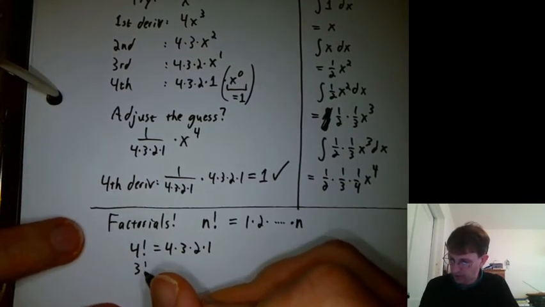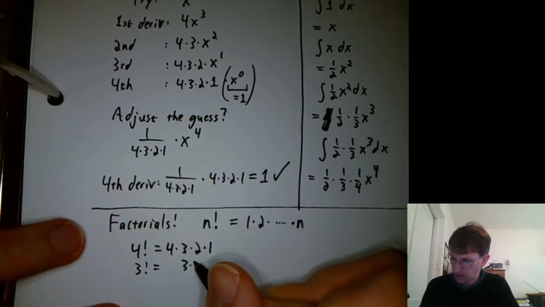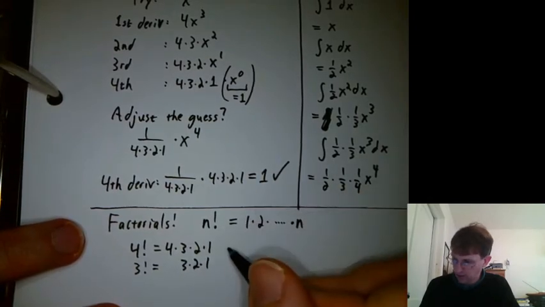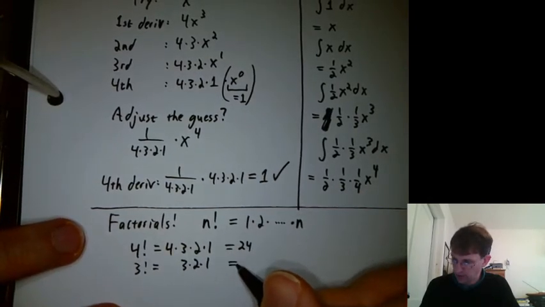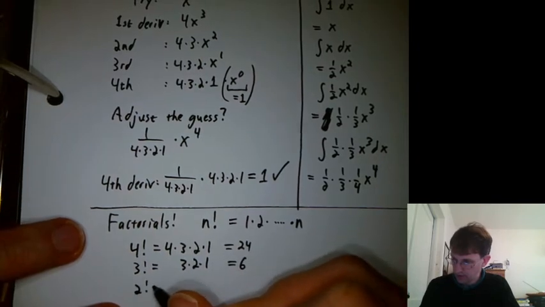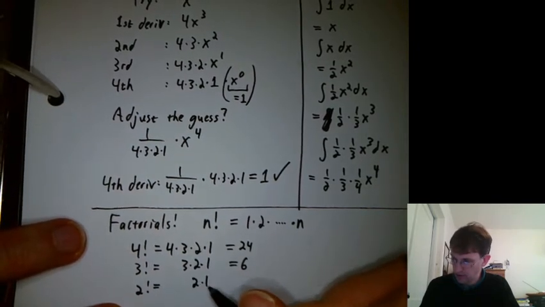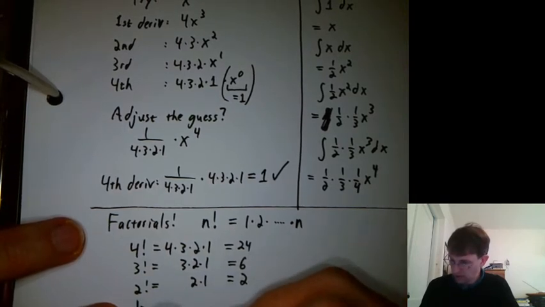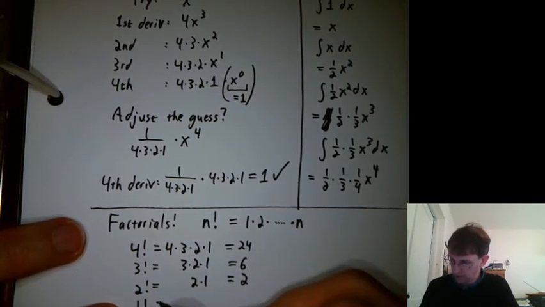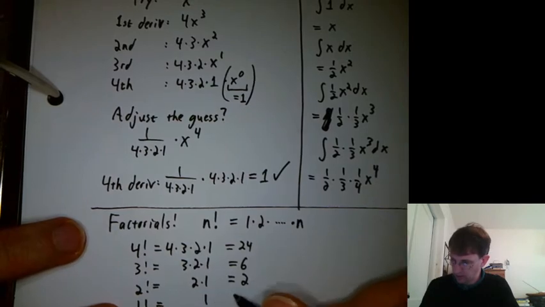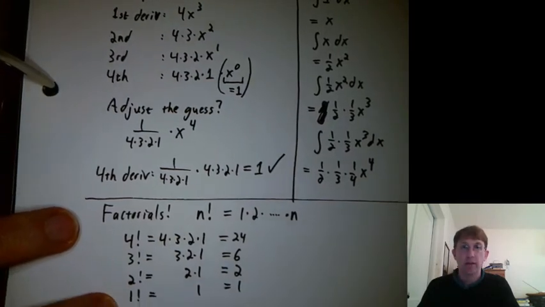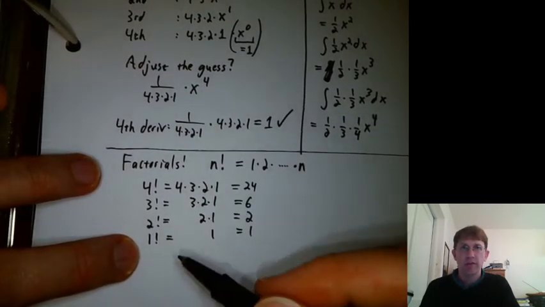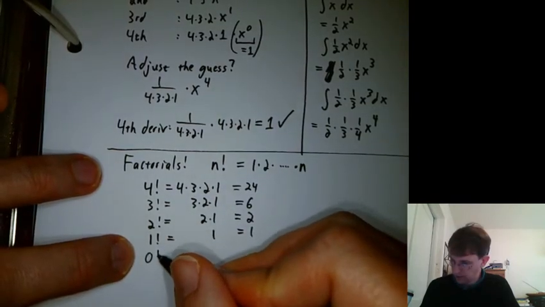What would 3 factorial be? That would just be 3 times 2 times 1. We said this is 24, this is 6. So 2 factorial would be 2 times 1, which is 2, last I checked. And 1 factorial, that would just be the 1, right? And so then here's the question, what would 0 factorial be?